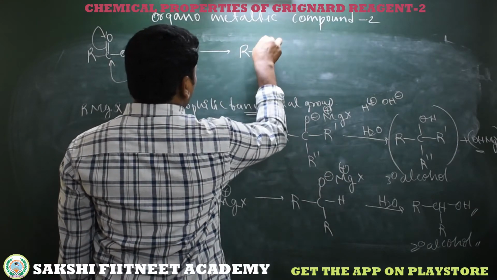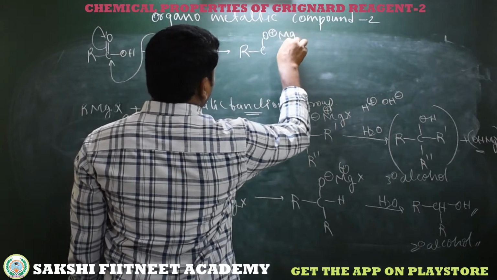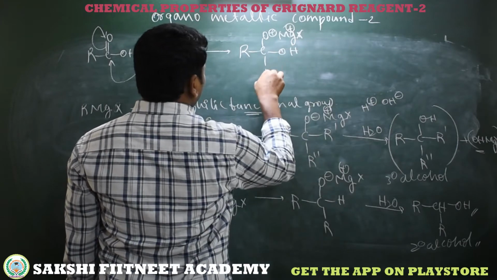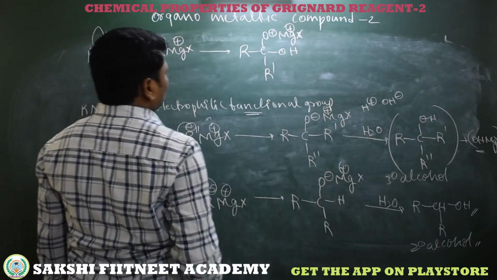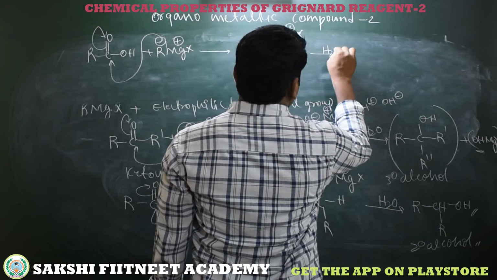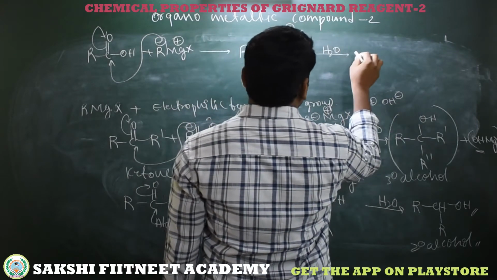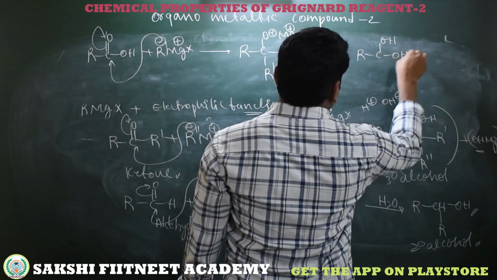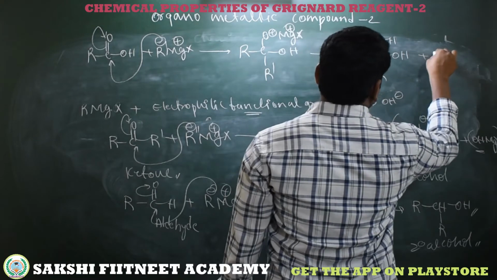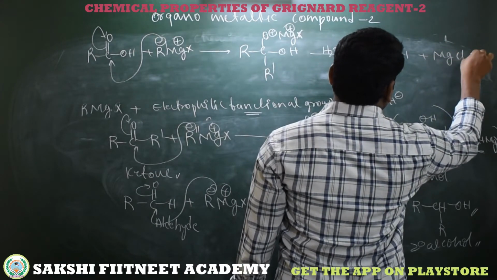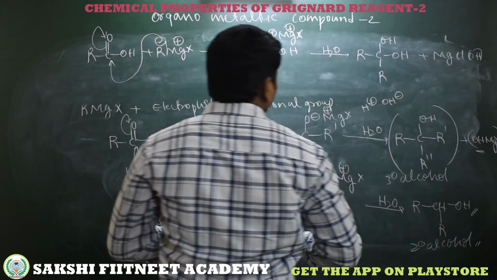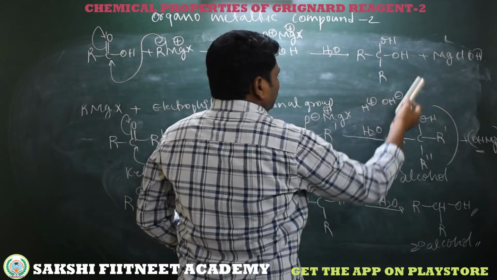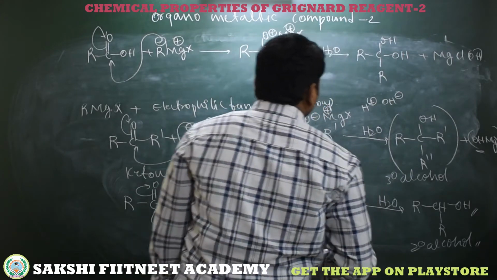Now here we got RO minus, this is MgX plus, OH, and here we got R, here R prime. Now on hydrolysis, H plus OH minus, now we got RCOH R plus MgClOH. See here, OH on the same carbon, both the leaving groups exist, so they undergo dehydration.